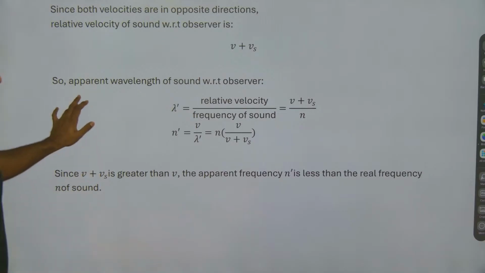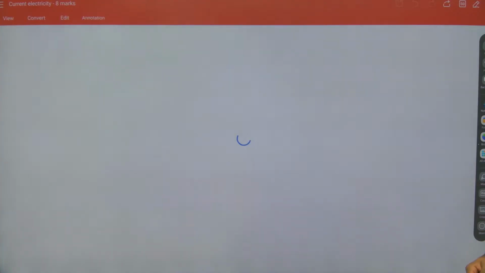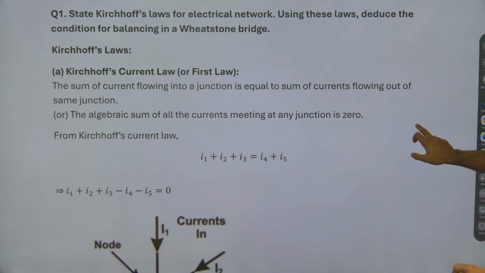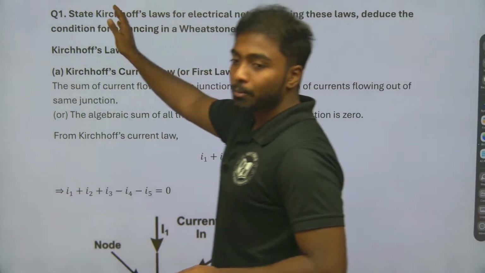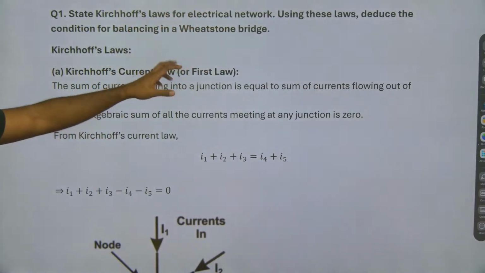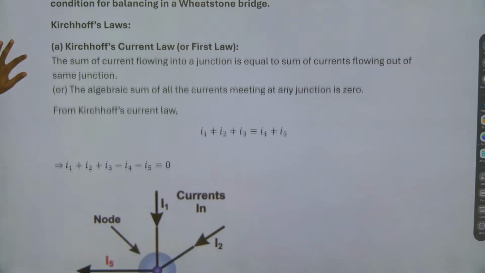Done. Okay. So now we will go for the current electricity chapter. So first question which we are going to see is, state Kirchhoff law for electrical network. Using this law, deduce the condition for balancing Wheatstone bridge. So first part of the question I need to explain what is the Kirchhoff law, right? And second part of the question, by using the Kirchhoff law, I need to explain the condition for the balancing Wheatstone bridge. Okay. So first, Kirchhoff laws.